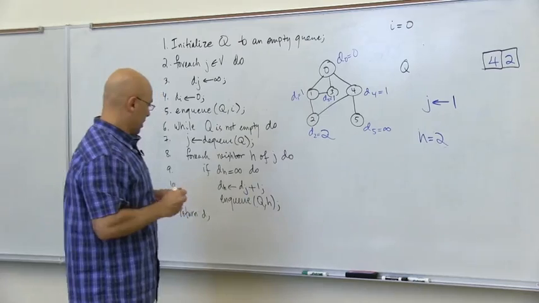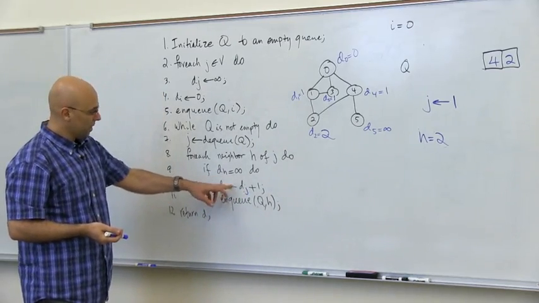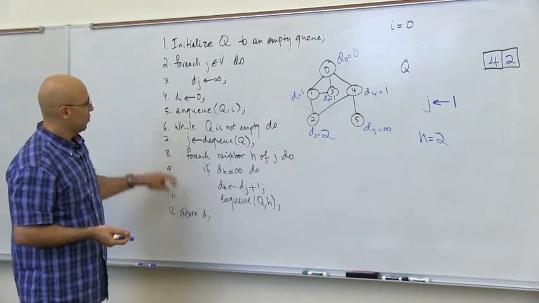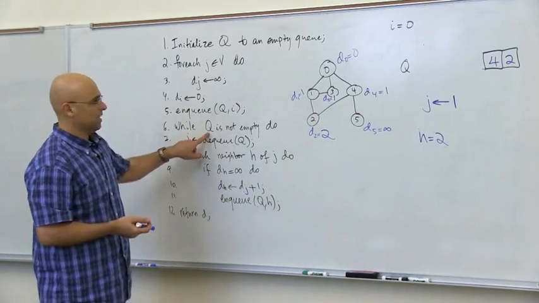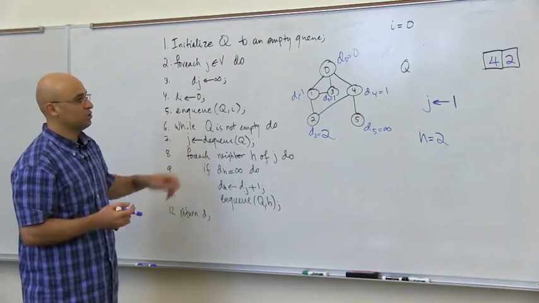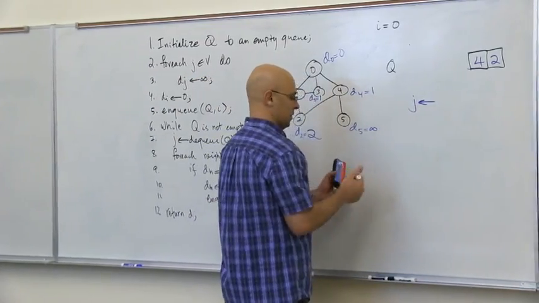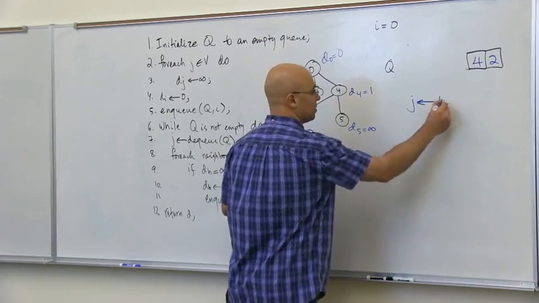Okay. Now we are done with node 1. There are no more neighbors of it. We come back to the queue. We said, okay, now remove an element from the queue and put it in j. The next one is going to be 4. So j now is 4.